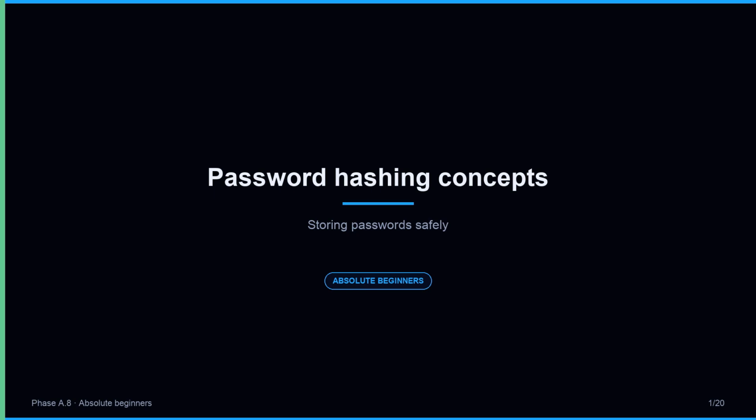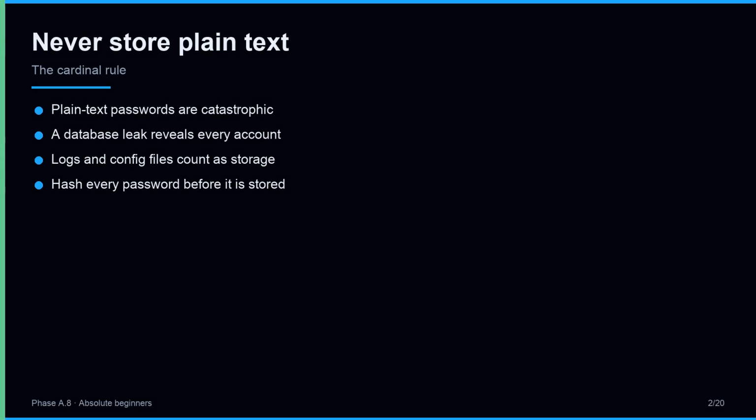Not in a file. Not in a database. Not in a log. We always store a hash of the password, and not just any hash, but a deliberately slow hash with a random value called a salt mixed in. We meet salts, we meet slow hashes like bcrypt and Argon2, and we learn the safe built-in Python offers for this job. The cardinal rule of authentication: never store a password as plain text.